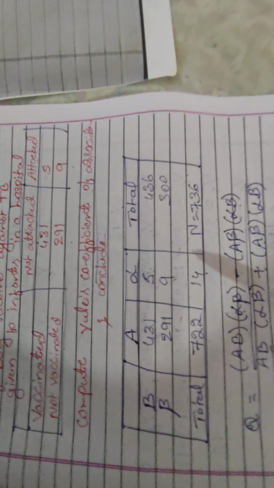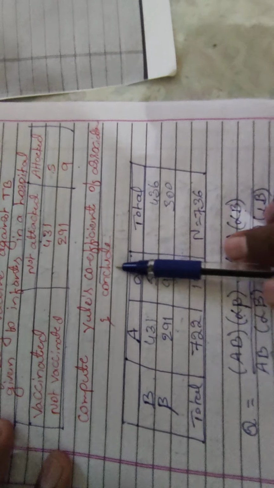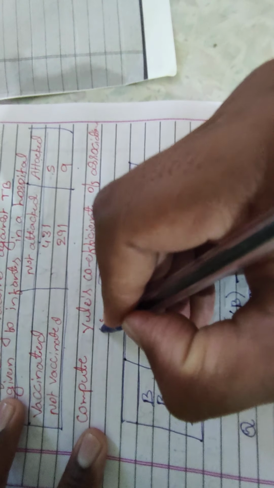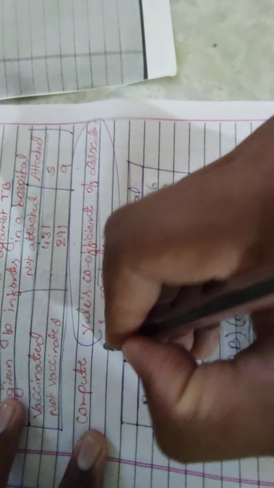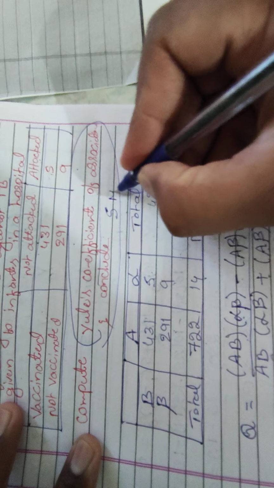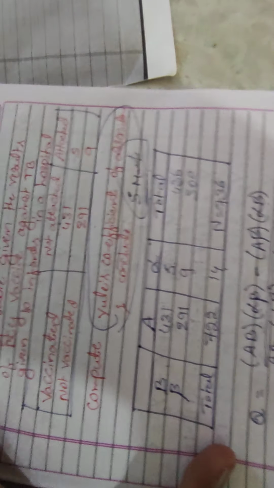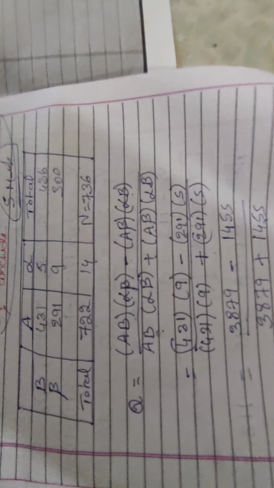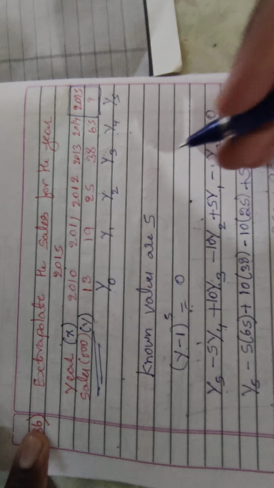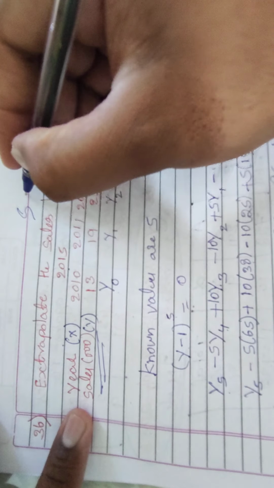In the next question we solved the 35th question, that is Yule's coefficient of association. It is a compulsory question for 5 marks. You can practice, it is very important and a very small chapter. Coming to the next, interpolation and extrapolation, it is also a very important and compulsory question for 5 marks.